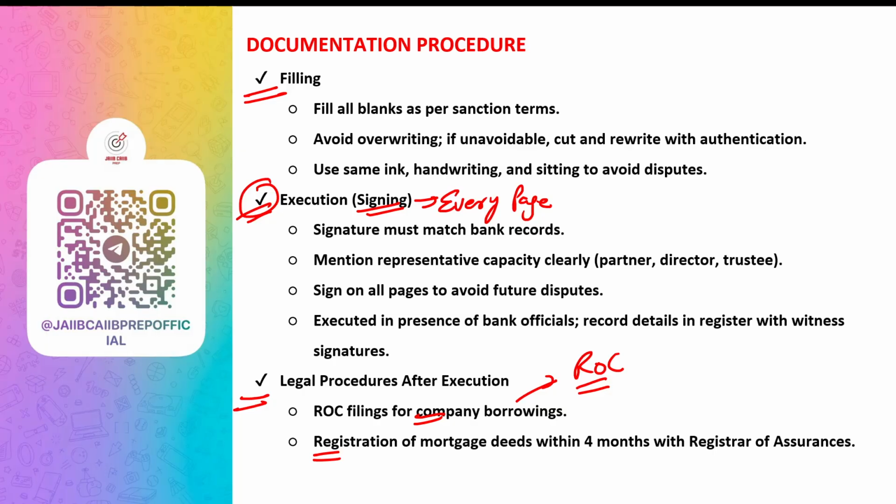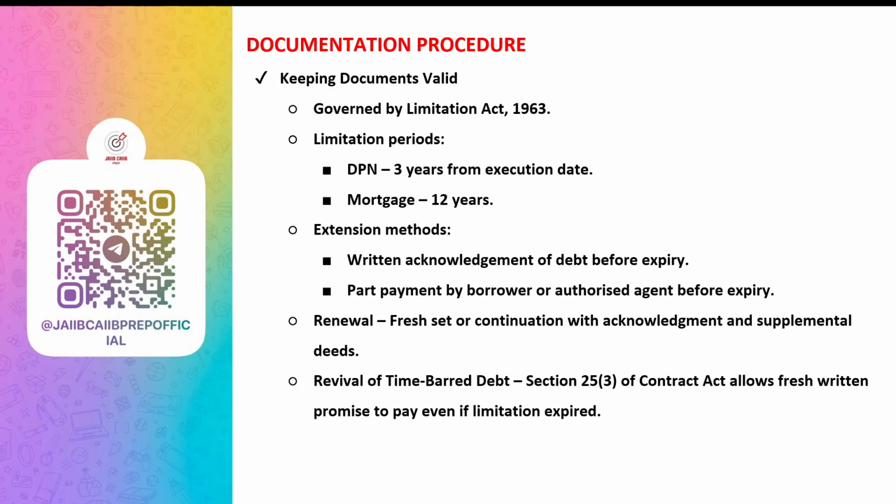So if these legal steps are missed, the bank's claim might be treated as unsecured and the documents might not even be allowed as evidence in the court. Keeping documents valid: loan documents have an expiry date for taking legal action, and this is known as the limitation period. This limitation period is governed by the Limitation Act of 1963. Once the limitation period expires, the bank cannot take legal action to recover the dues unless fresh documents are signed.